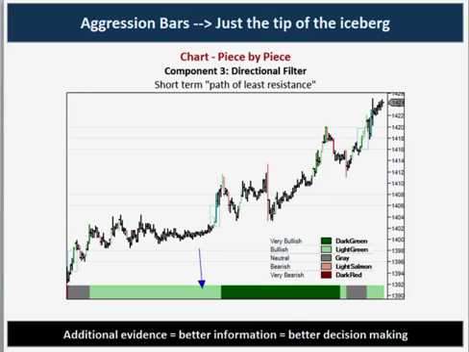Okay, so this filter in and of itself is not the be-all end-all, but it's nice. If you have a long trade setup and the filter's green, that's giving you additional confirmation. It's increasing your edge just a few percent. If you have a long trade setup you're looking at and the filter's red, it doesn't mean don't take it. It just means think twice. That's the thought process we like to use. So the third component is the filter.